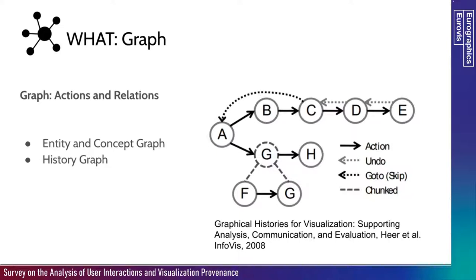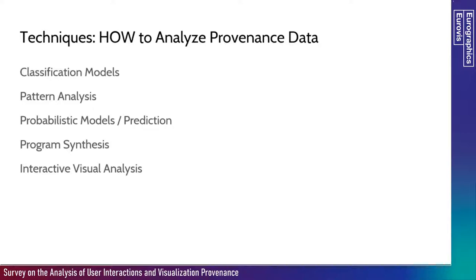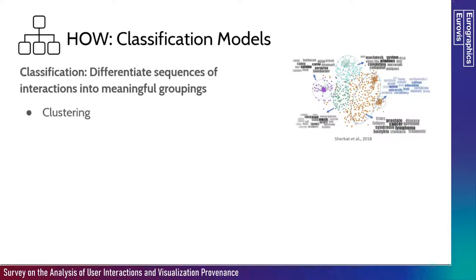Next, we consider techniques for the analysis of provenance data. The categories that we present in our survey are not clear-cut. Indeed, there is a considerable amount of overlap between the various provenance analysis techniques we see here. The most common technique is the use of classification and statistical modeling to differentiate sequences of user actions.